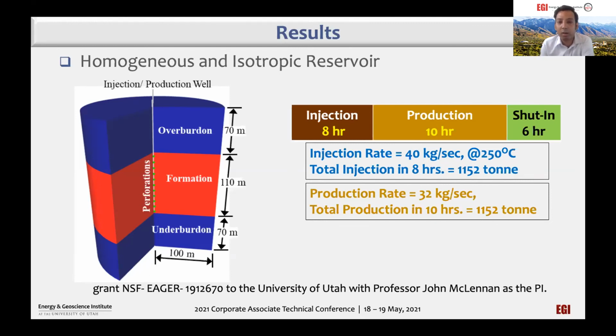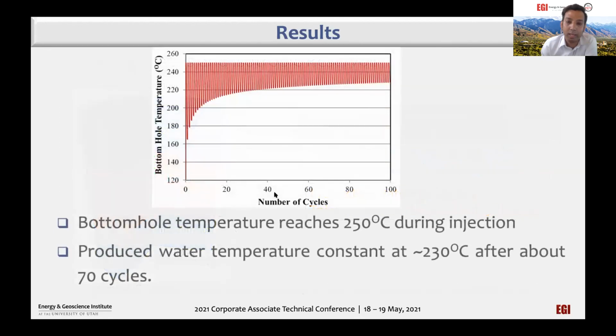We injected hot water at 250 degrees centigrade for 8 hours. You can think of it as injecting from morning 8 a.m. to afternoon 4 p.m., for 8 hours. Then we start producing that same water for 10 hours at the rate of 32 kg per second to generate electricity. Then we kept the well shut in for 6 hours for pressure equilibration. This operation is a 1 day cycle. You can see that the total is 24 hours. This is repeated for months or a few days.